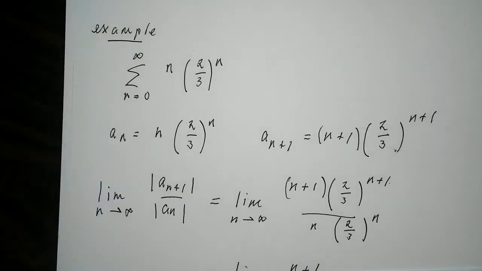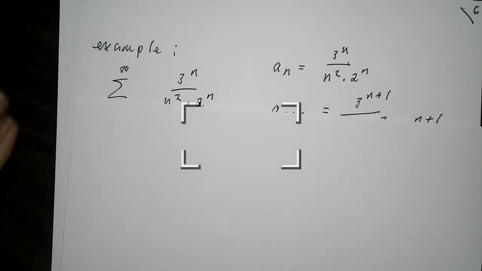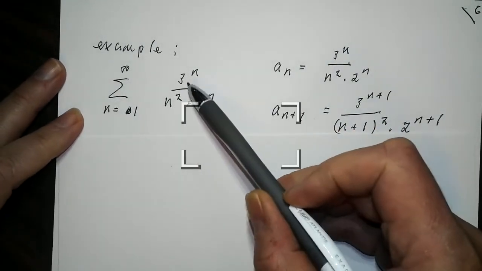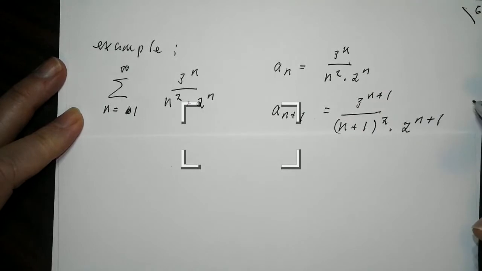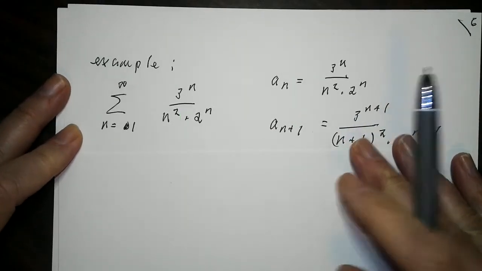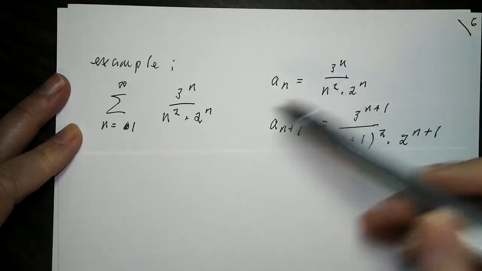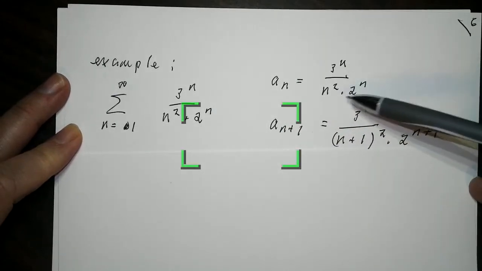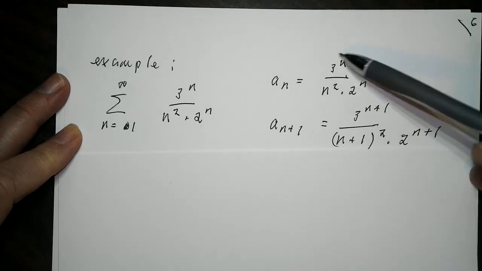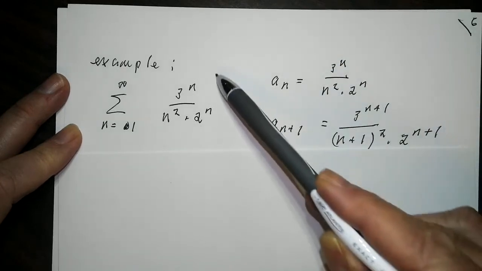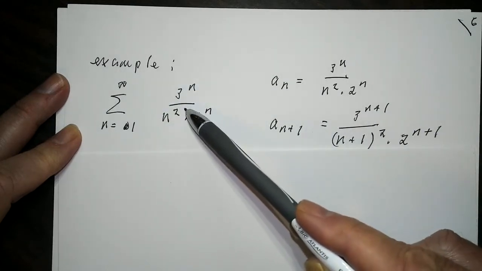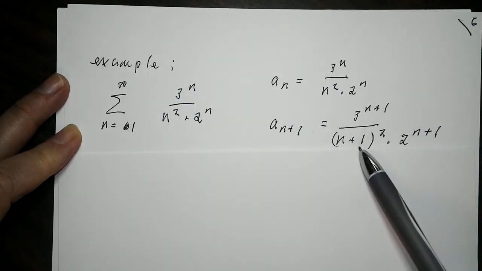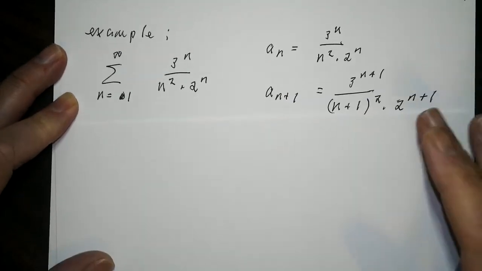Let's do another example. The infinite series from n equals 1 to infinity of 3 to the n over n squared plus 2 to the n. Now this is not a geometric series. And that's a multiplication sign right there. So if I write a sub n down, I get 3 to the n over n squared times 2 to the n. Now if I take my formula and look at the n plus 1 term, that means I have to take this, and everywhere I see an n, I replace it with n plus 1. So I'll have 3 to the n plus 1 over n plus 1 squared times 2 to the n plus 1.